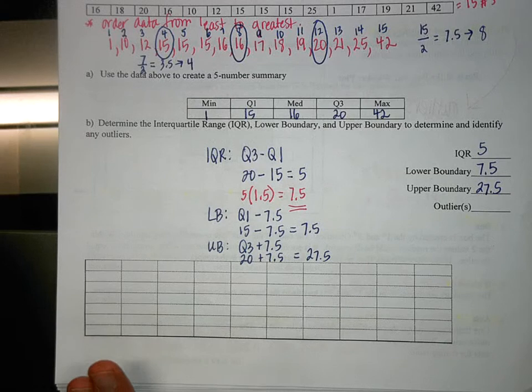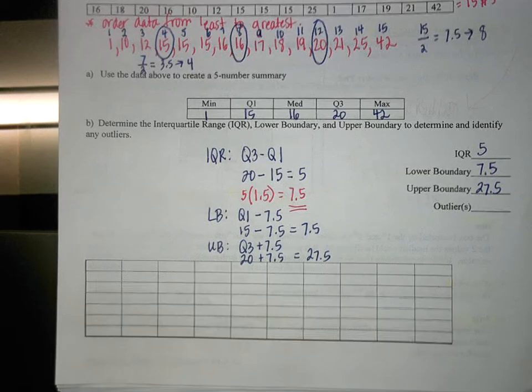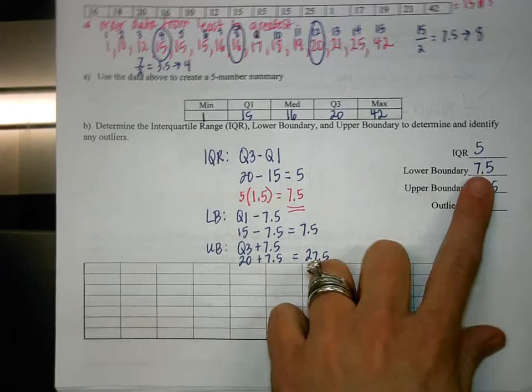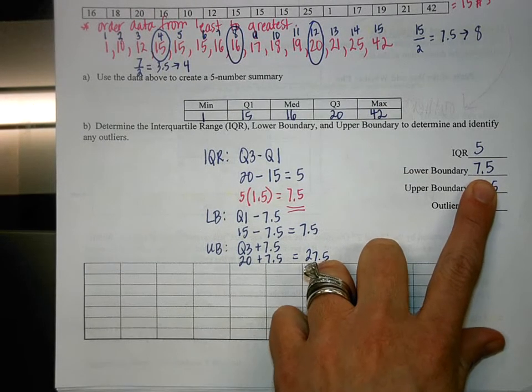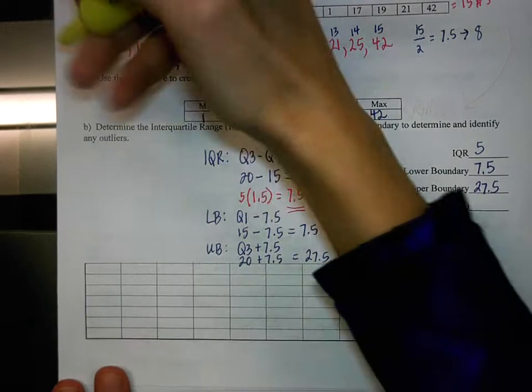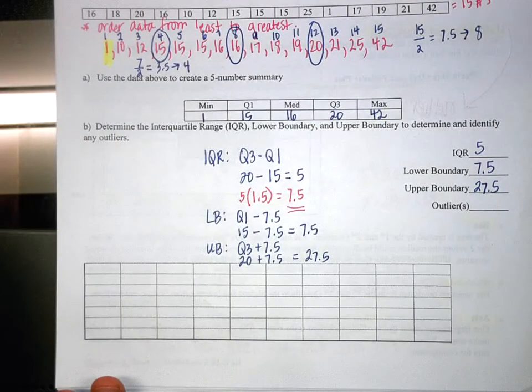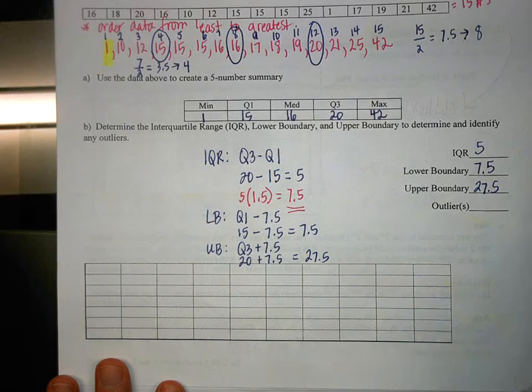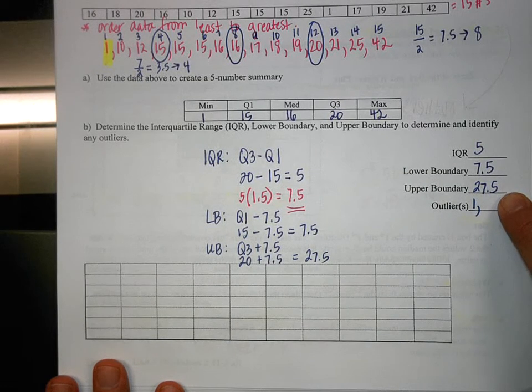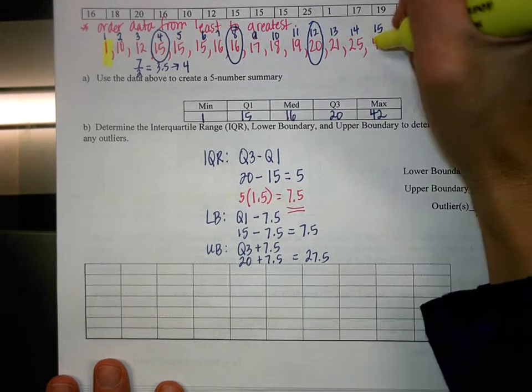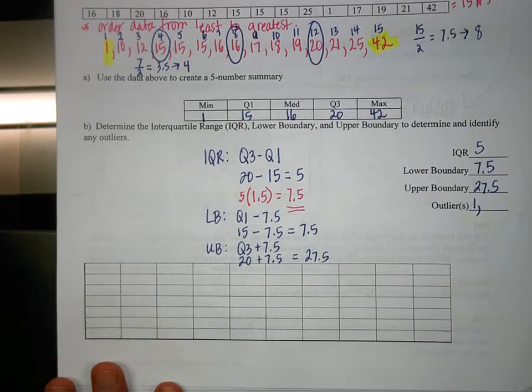Once you have this, we now go back to our data set. We are going to look, are there any numbers that are smaller than 7.5? Yes, 1. 1 is smaller than 7.5. And so that is an outlier. Are there any numbers greater than 27.5? 42. And so 42 is also an outlier.